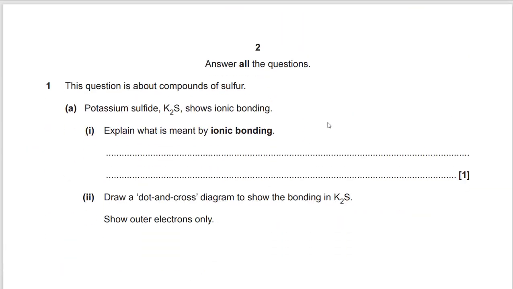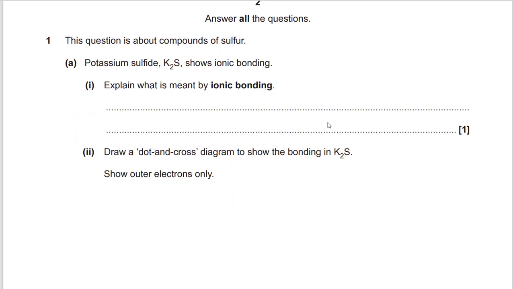Okay, so 70 marks available. Let's go. So first question then, compound of sulfur. Part 1 then, explain what is meant by ionic bonding. So this is one of those definitions questions that you just have to remember. You can be taught it obviously, but it's something you just have to be able to recall in an exam.